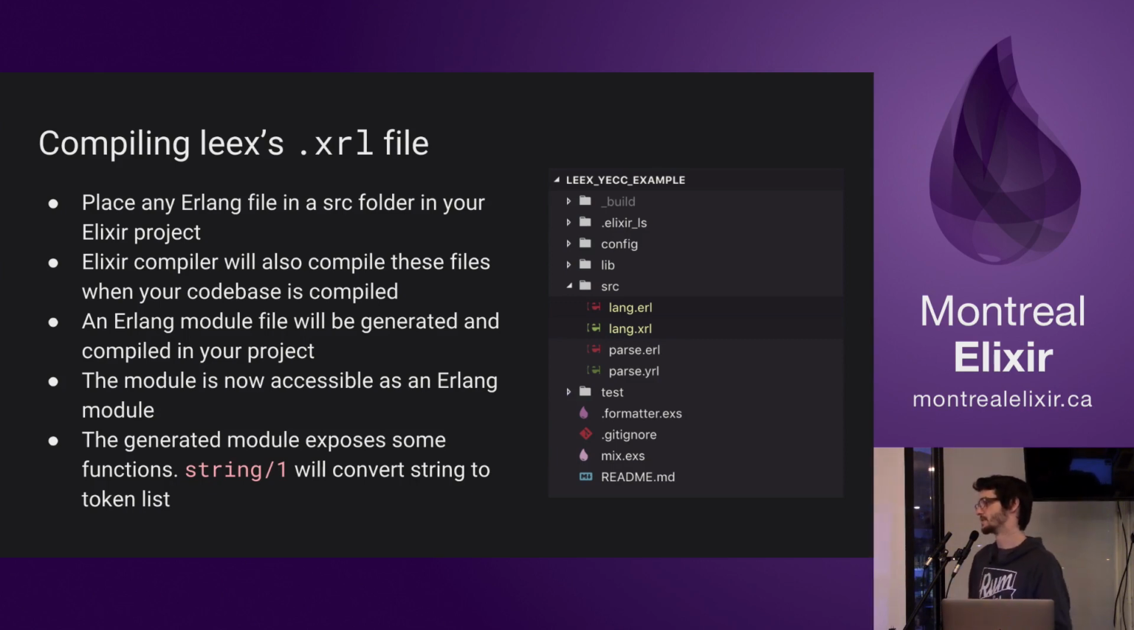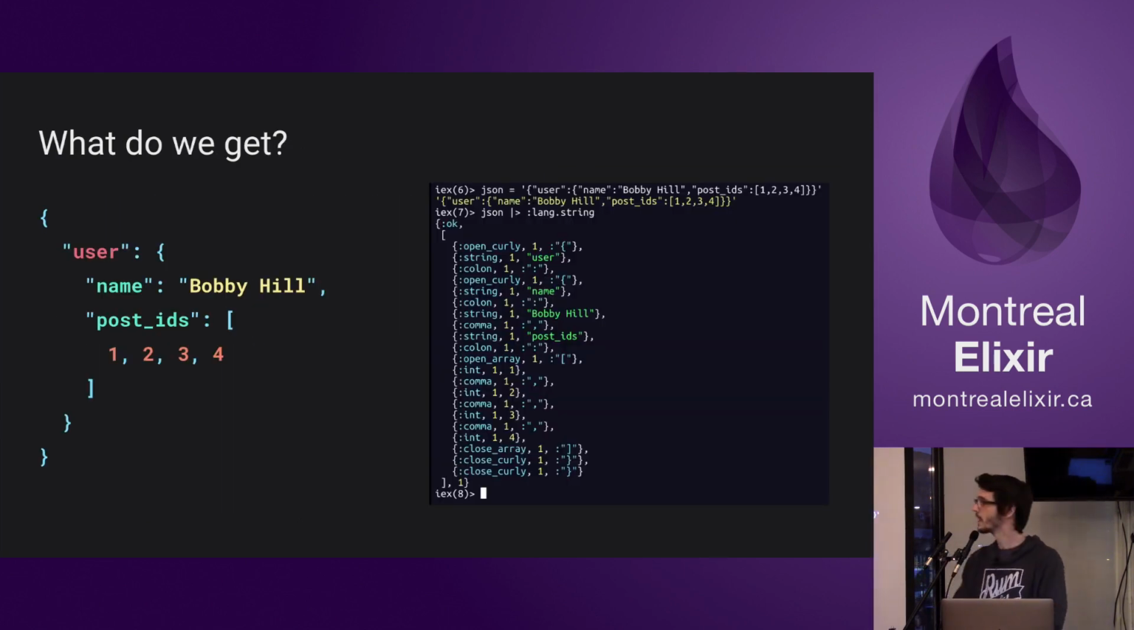After that, the module will expose a lot of functions, with one that will take a string as an input and return a list of tokens. So, if we take our example here, the Bobby Hill JSON, it will return a clean list of tokens. As you can see, we made a JSON. We made a char list because Elixir will take a char list as an input, but you can just convert any string into a char list and then give it to the Lexer if you want to. So it gives us a clean token list.